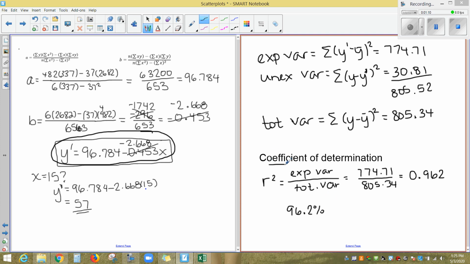What the coefficient of determination tells us is the variation of the dependent variable. It's the measure of the variation of the dependent variable that's explained by the regression line in the independent variable. So as a percent, that means 96.2% of our total variation is explained by the regression line.